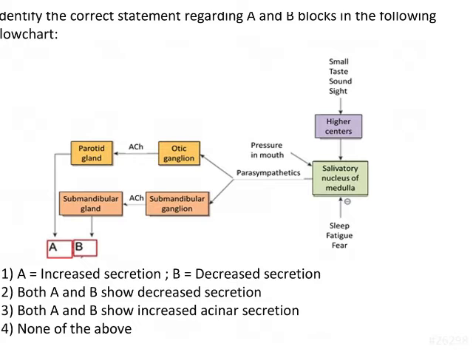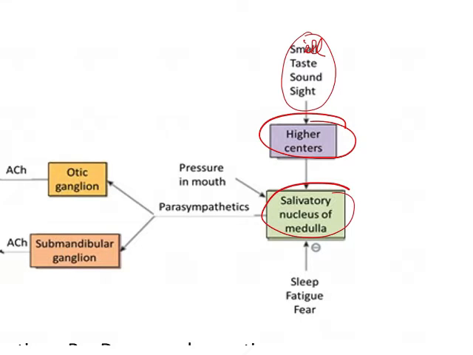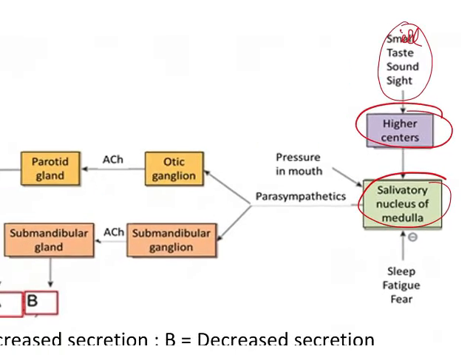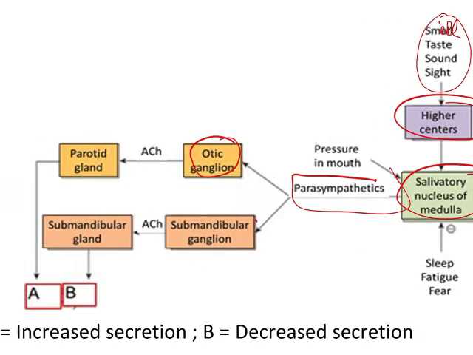If you see the flowchart here, there will be smell, taste, sound, sight; actually, the first one should be smell here. These will be stimulating the higher centers, leading to the salivatory nucleus of the medulla, where there will be stimulation. Through the parasympathetic supply there will be stimulation of the otic ganglion, and there will be relay in the submandibular ganglion, and that would lead to the secretion from the parotid gland and submandibular gland.